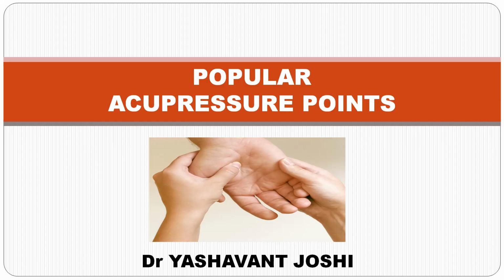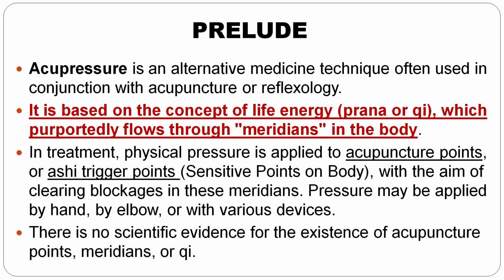We already saw two lectures. Firstly, we spoke about meridians, because basically acupuncture and acupressure depend on acupoints which are located on meridians. Then we saw what is acupressure. Now in this lecture, we will discuss important popular acupressure points.